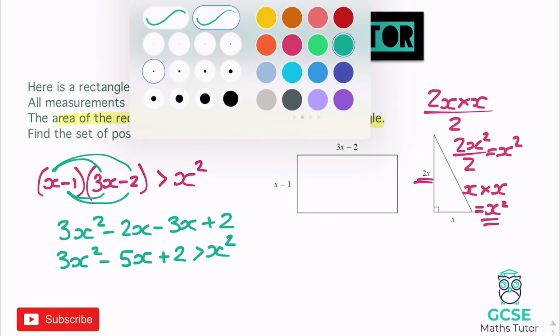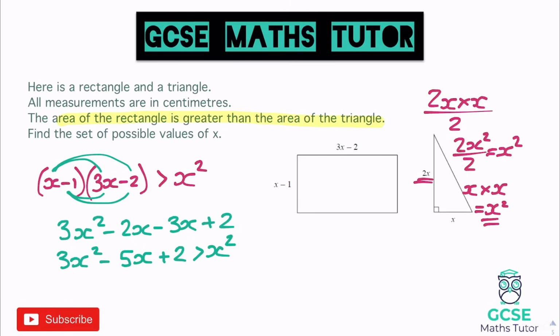That was the first time in a while that I've actually written out those middle two pieces there. I normally just skip that step. So there we go. Let's actually make 0 on the right hand side of the inequality now. So let's minus x squared from both sides. So we'll get 2x squared minus 5x plus 2 is greater than 0.